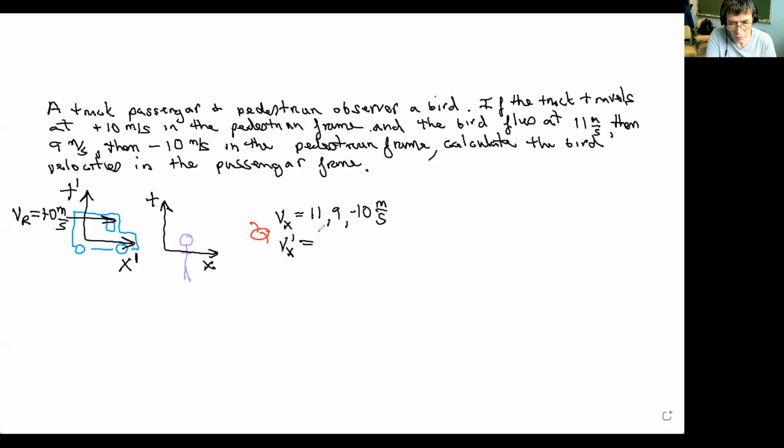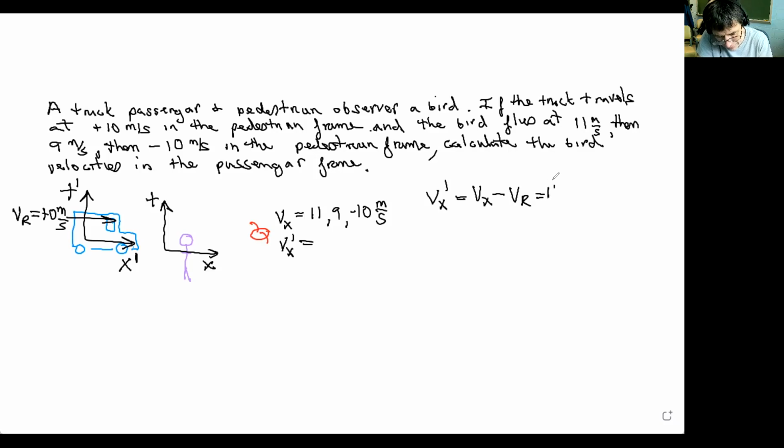So let's just walk through this calculation one velocity at a time. According to Galilean velocity transforms, the velocity of the bird in the truck reference frame is the velocity of the bird in the unprimed pedestrian reference frame, less the velocity of the truck reference frame in the pedestrian reference frame, and we call that VR, the relative velocity. And so if we're thinking about the initial velocity of the bird, that was 11 meters per second.